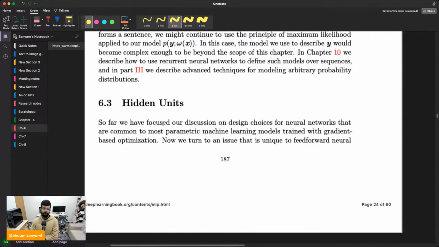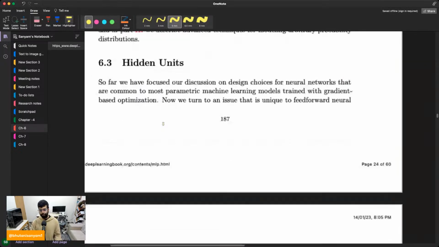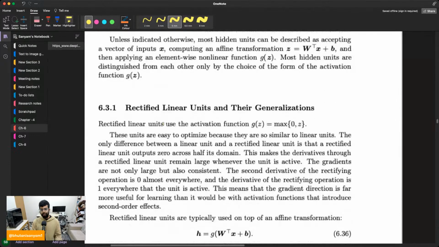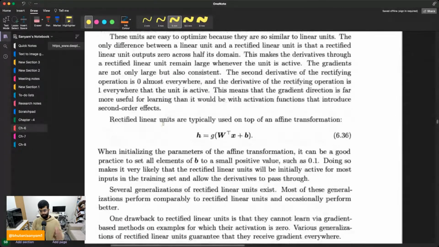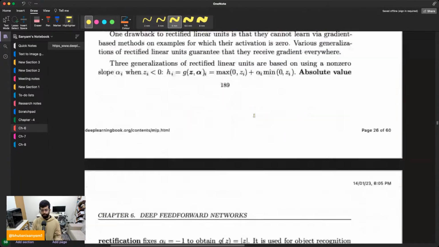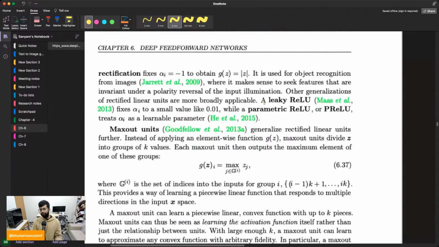Then they arrive at hidden units. Throughout this chapter, they're introducing different parts of a neural network. So far, we looked at inputs. We've looked at how the outputs changed. What are the different activation functions? Now we arrive at hidden units. And then they introduce ReLU and their generalization, why ReLUs really work, and how you can initialize this. They say ReLU units are typically used on top of an affine transformation, a linear transformation. Then they introduce that sometimes this might not be the best approach to use, so you can have a leaky ReLU or p-ReLU.